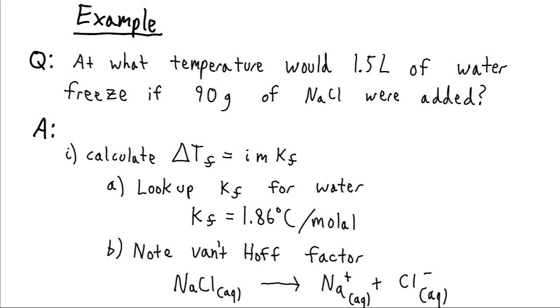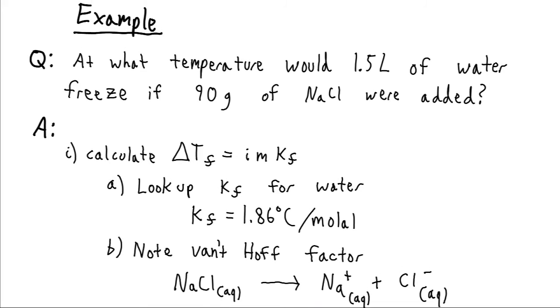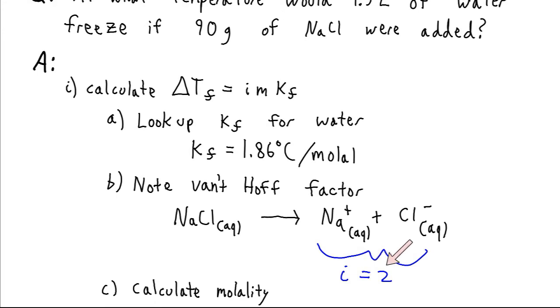Note the Van't Hoff factor here, as mentioned. Since sodium chloride splits into sodium plus and chlorine minus, we actually have 2 particles for every 1 particle that we measured. And so our Van't Hoff factor is going to be equal to 2.